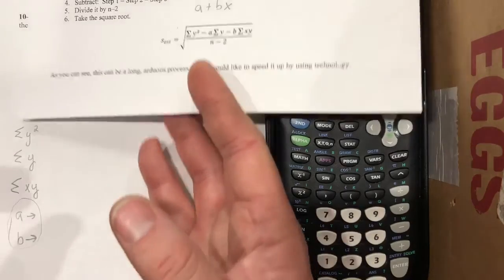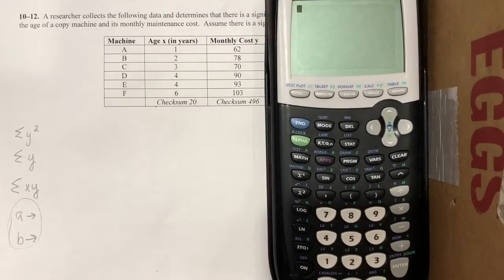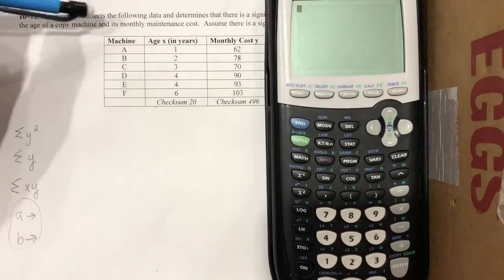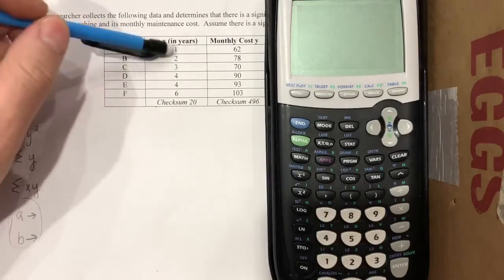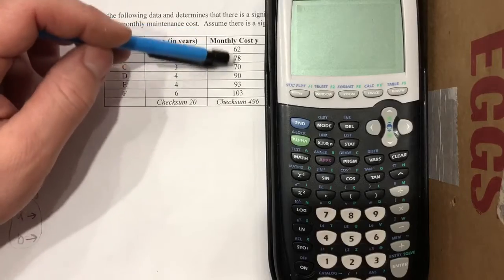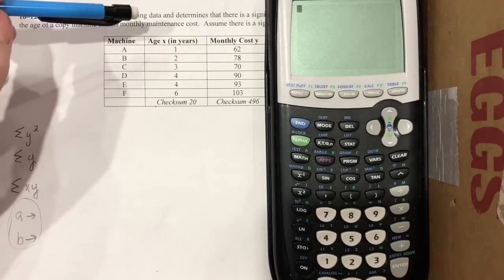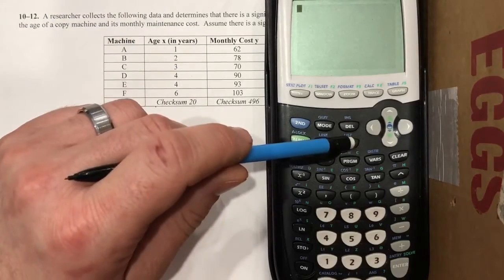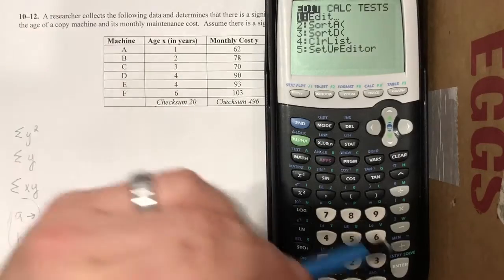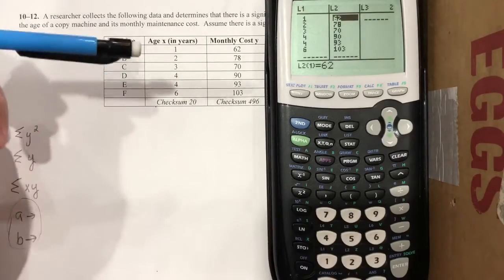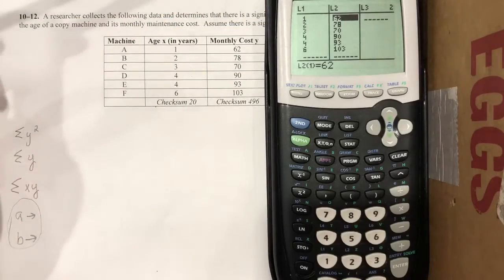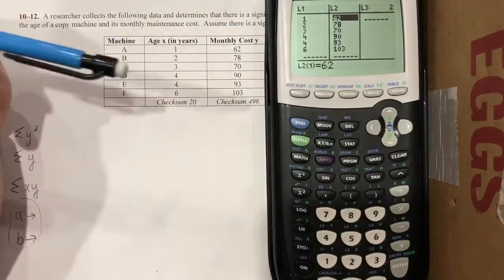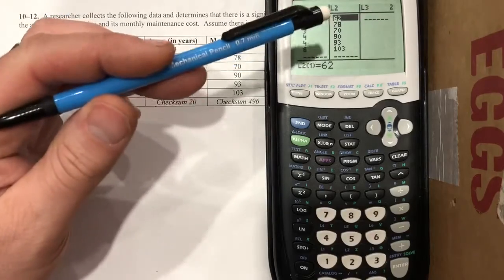On your graphing calculator, the first thing you're going to do is take all your raw data. This here has to do with different machines, how many years have gone by versus how much it costs to repair those machines. So in your graphing calculator, you're going to go to Stat, then Edit, and input all that data. I've already put all the numbers into L1 and L2. So now you're going to have to calculate.